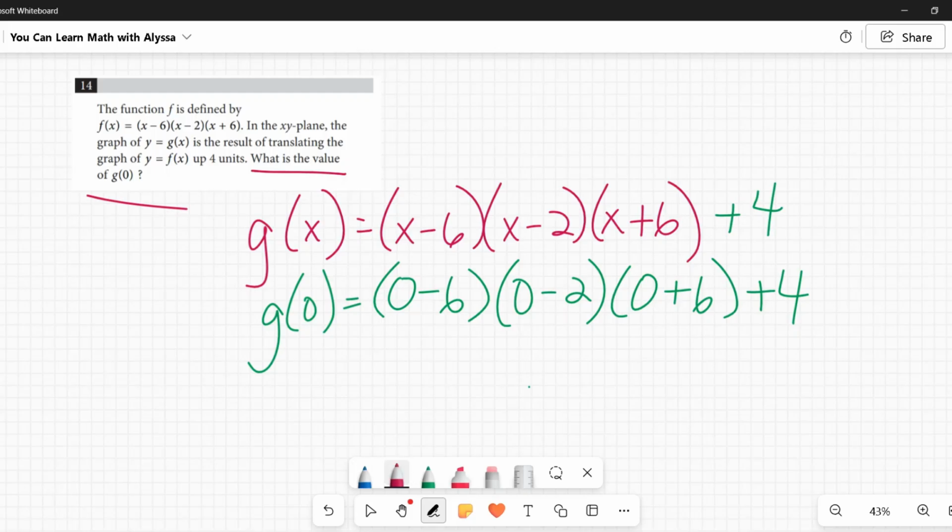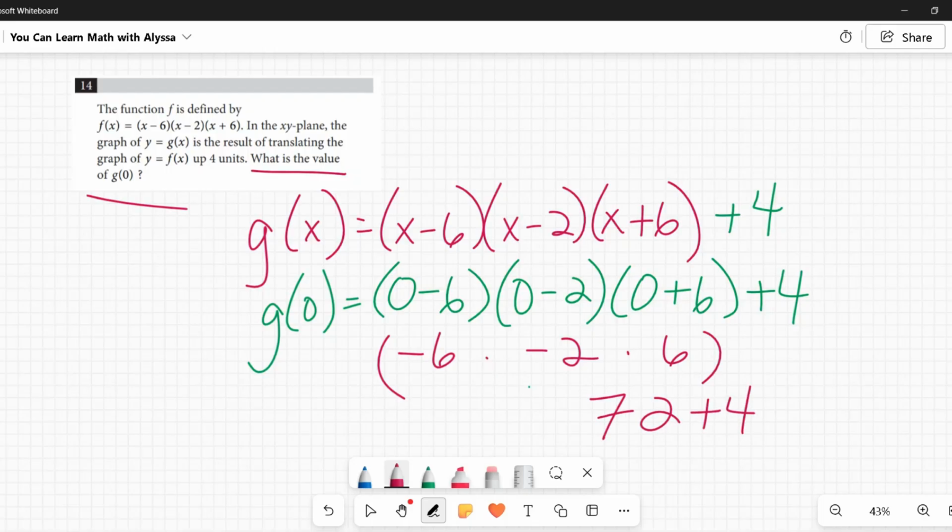All right, let's do this math. 0 minus 6 is negative 6. 0 minus 2 is negative 2. 0 plus 6 is 6. We need to multiply those together. Negative 6 times negative 2 is 12. 12 times 6 is 72. Now we can add our 4. 72 plus 4 is 76. And that is my answer.